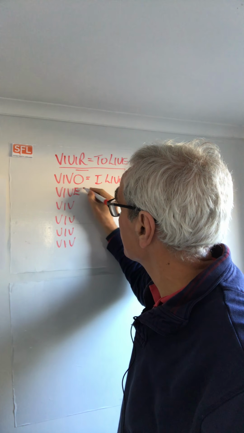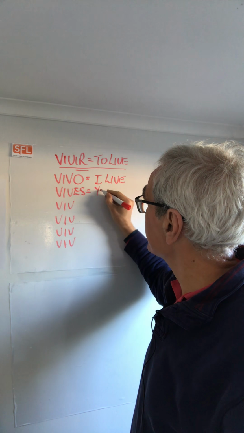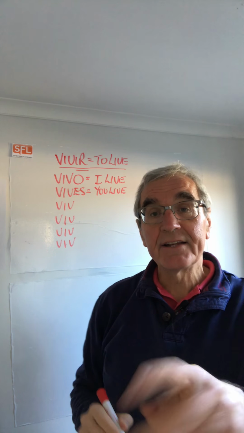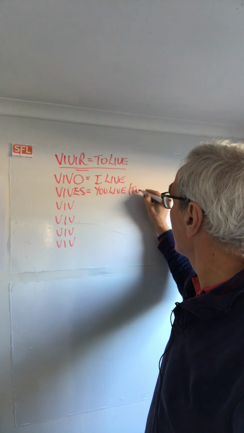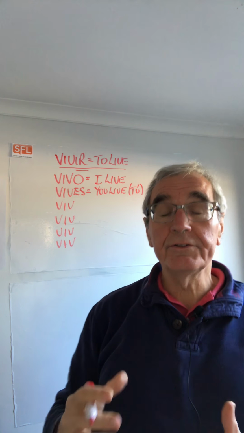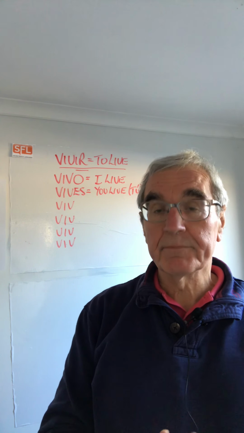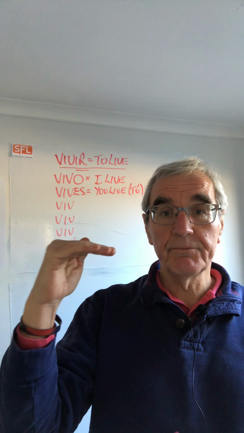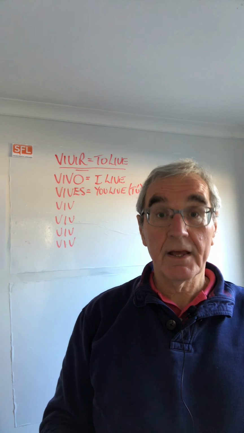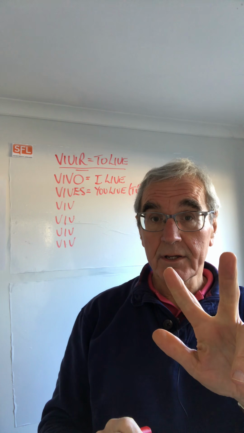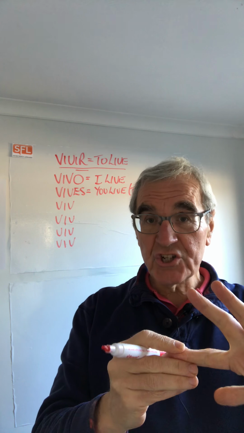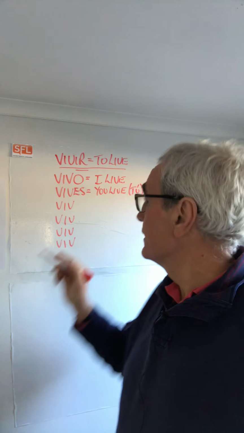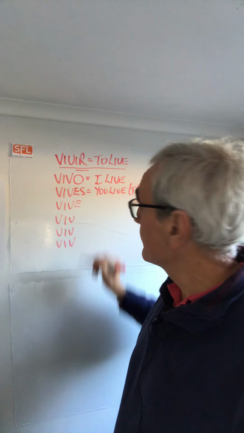Now I'm going to add the second person, which is you live. So that's you live, and you live is what we call the tú form. In other words, it's the familiar form. So now we've got vivo, vives. Can you repeat that after me? Vivo, vives. Fantastic. Now we're going on to the third person. So this is either he lives, she lives, or you polite live. The usted form. So in Spanish that is vive.